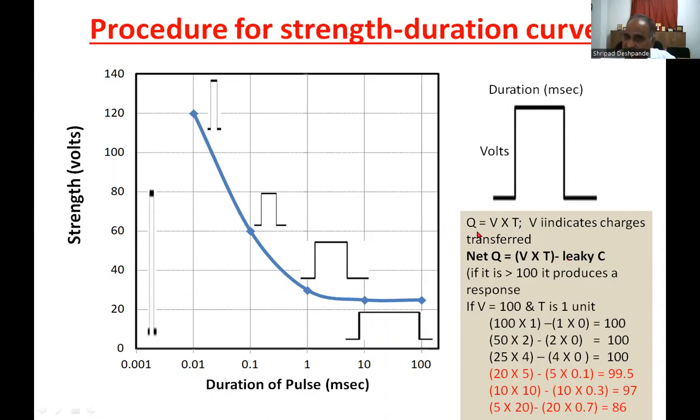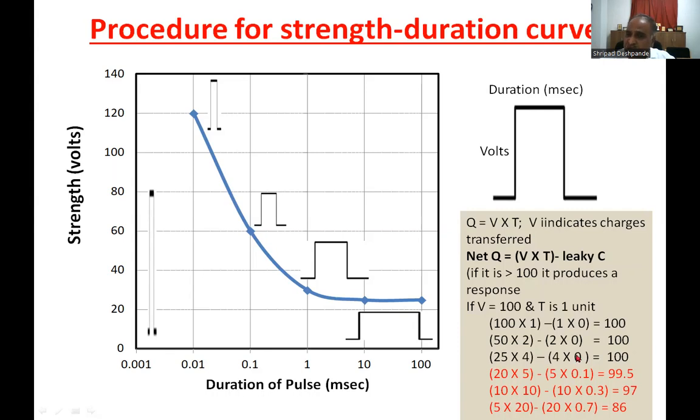So now I've just plotted the duration in milliseconds against voltage. Q, the charge, is equal to V into T. V indicates the charge transferred. The net Q is equal to V into T minus leaky current. If it is greater than 100, it produces a response. Now, if V is 100, that means we are giving 100 charges by giving 100 volts. Then T is 1 unit, 100 into 1 minus I, as I have already given, this reaches 100, that excites. The second point, if it is 50, again 50 into 2, but again because of the negligible leaky current, it will be 100.